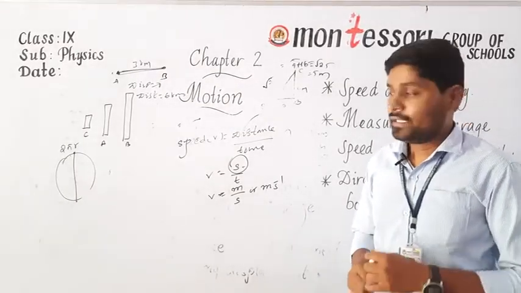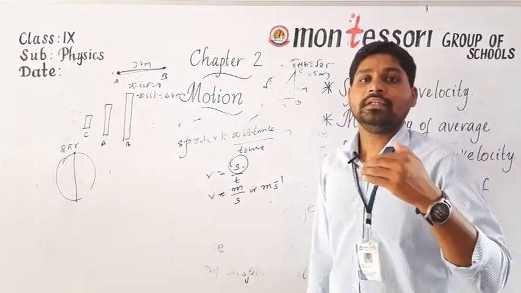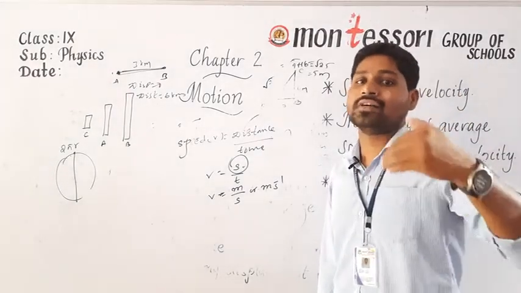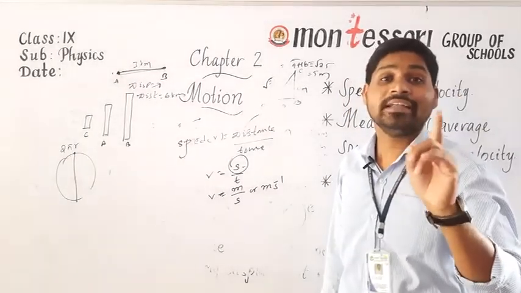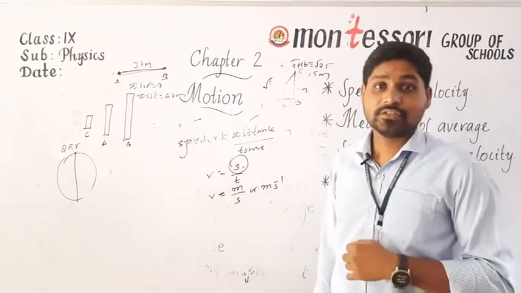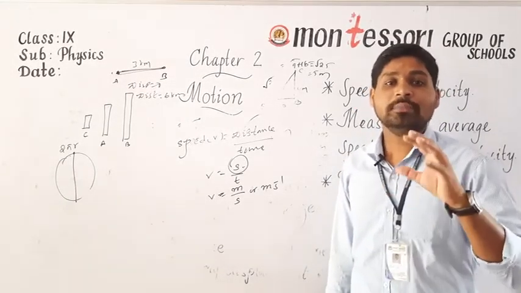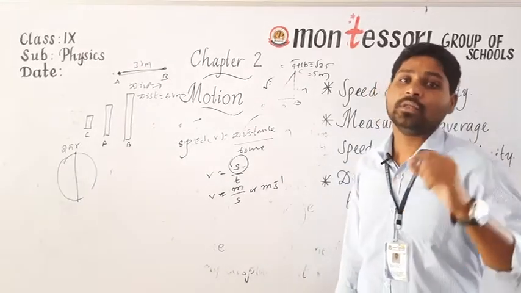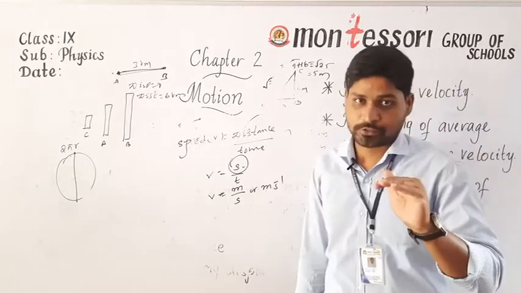Is it clear? Here you have to remember one point. The speed shows only how fast the body is moving. It doesn't show any specified direction. So we call speed a scalar quantity, because it has only magnitude, there is no specified direction.